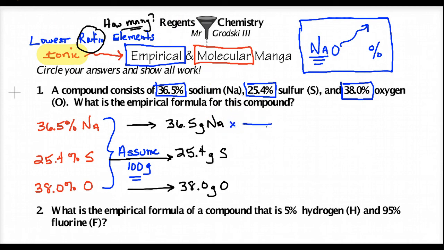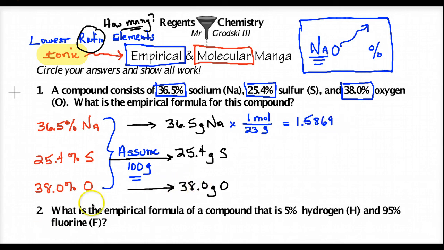So I'm going to get rid of grams, dimensional analysis, and I want a mole. 1 mole is how many grams? Okay, if we look on the periodic table for sodium, it's 23. We're going to round off to 23. It's good enough. And let's get that number. And I get 1.58.